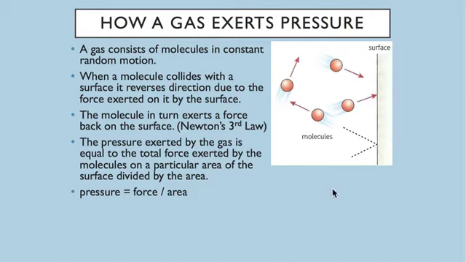Okay, so how does gas exert a pressure at all then? If we have a look at this diagram here, we've got these molecules and they're bouncing around and hitting the surface, and that's basically how it exerts a pressure. If you have a gas consisting of molecules going in constant random motions, when a molecule collides with the surface, it reverses direction, due to the force exerted on it by the surface. So the molecule will go in and reverse direction, basically it will rebound off there. And every time it rebounds, it will exert a force. So the surface exerts a force on the molecule, and the molecule exerts a force on the surface.